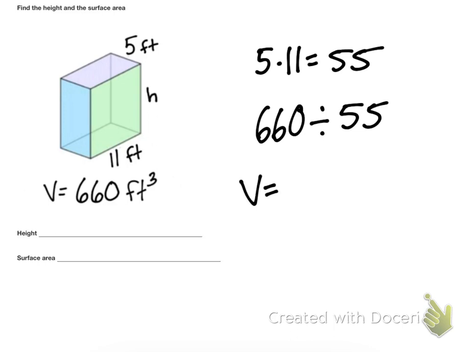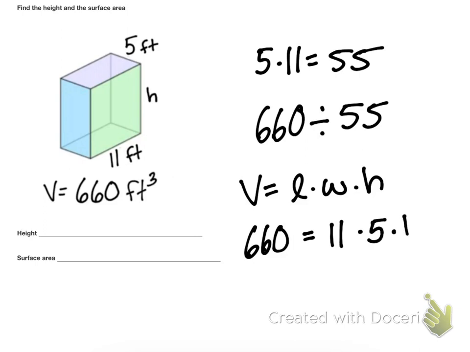Perfect. Same exact thing goes. We know our volume is equal to length times width times height. We already have our volume, 660. Then we have our length. Let's say it's 11. Then we have our width. We'll say it's 5. And then we have our height. What is that key term? What is that term that we always want to do? Yes, Miles, we want to isolate the variable.